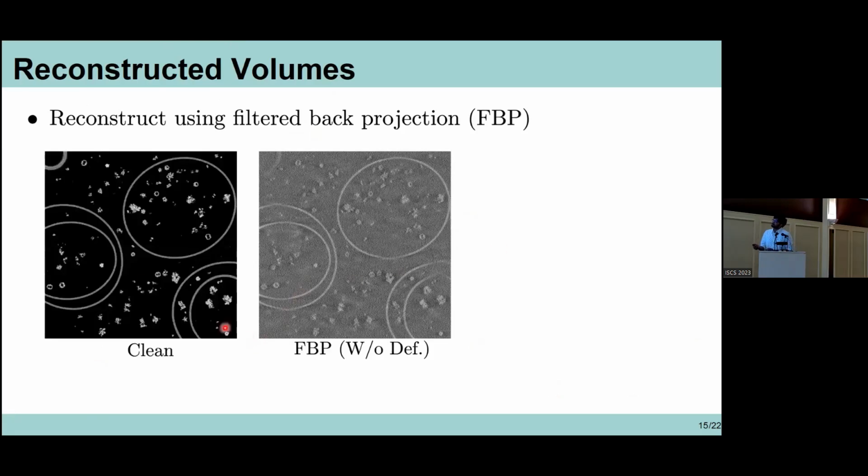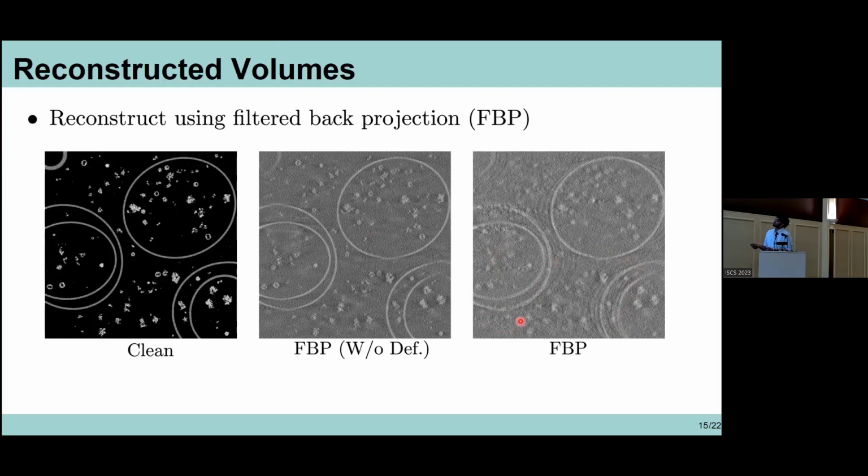Here's a slice of the volume reconstructed with FBP, where we assume there's no deformation. You can see that large structures are recovered and also smaller structures are recovered. Of course, you have these artifacts, which come from the limited angle of minus 60 to 60 degrees. But now, if there are deformations and you don't consider them, you get reconstructions which look like this. You have ringing artifacts in the bigger structures, and the small details are completely missing.